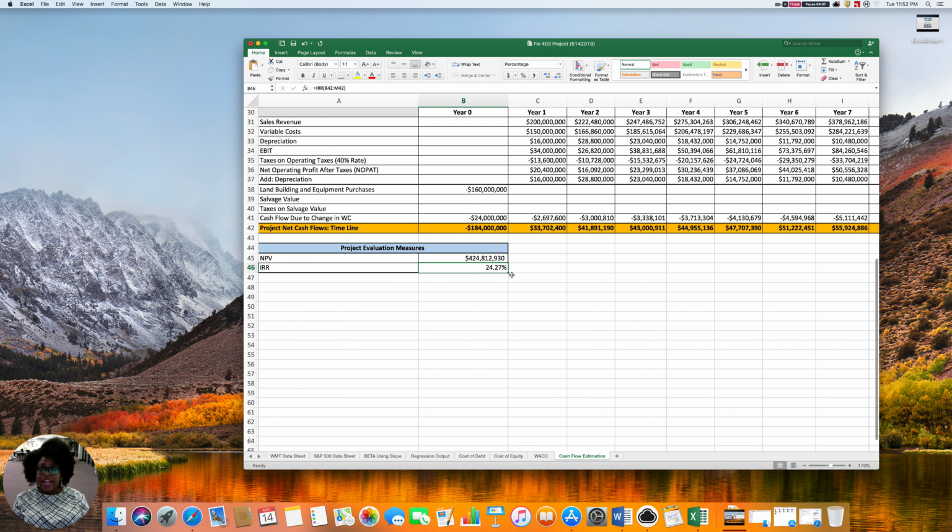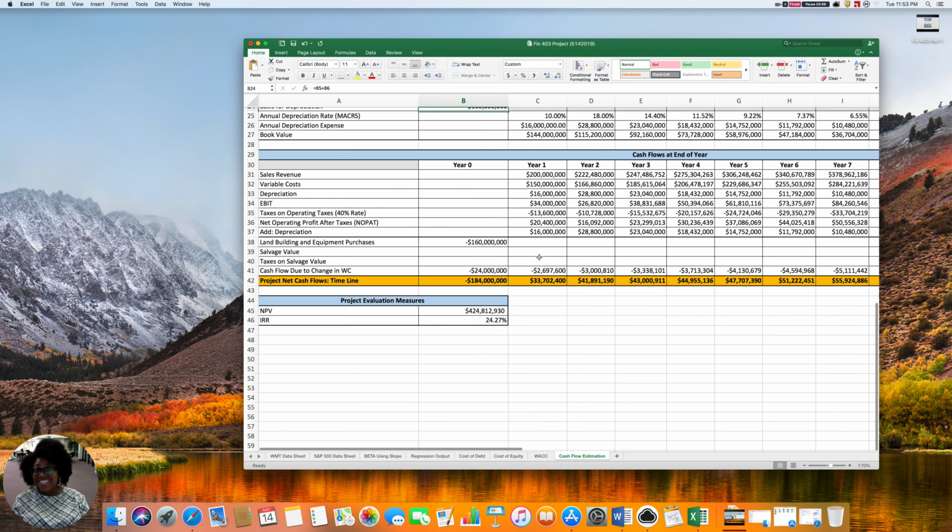And then we have the IRR, which is basically seeing what the internal rate of return is for these cash flows. So that is my presentation, and that's how I got my numbers.